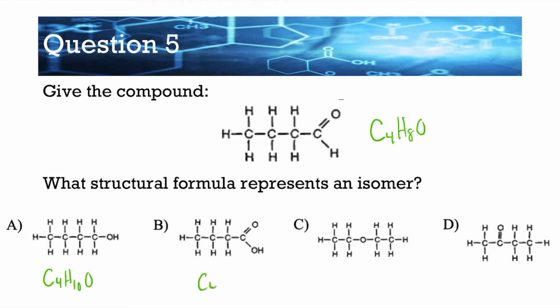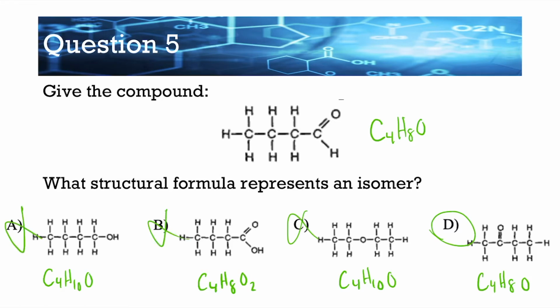B is C4H8O2. We have an extra oxygen in this case. I feel like I'm calling bingo numbers. C is C4H10O. And here you have too many hydrogens. And choice D, C4H8O. Yay, it matches. You've done another isomer question.